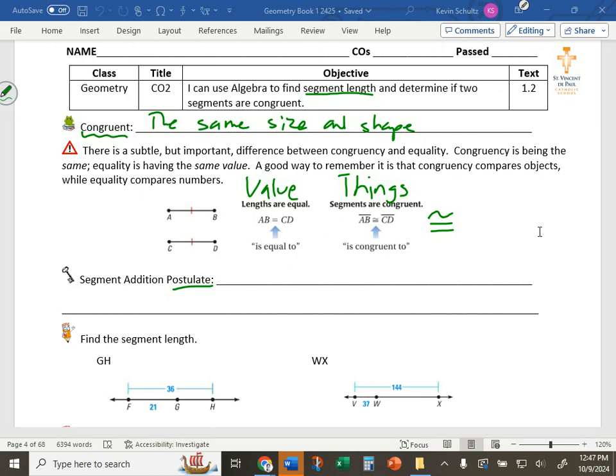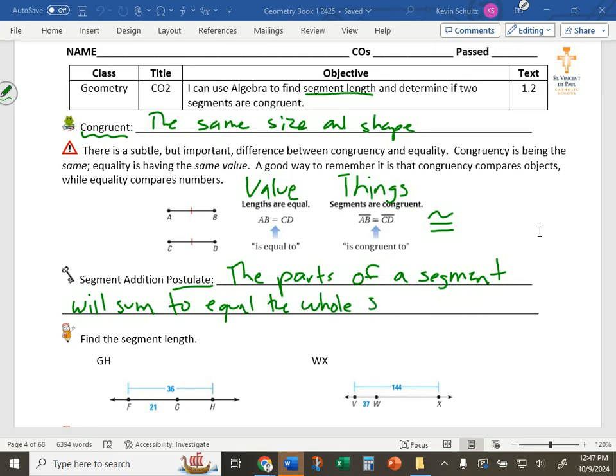And what the segment addition postulate says is the parts of a segment will sum to equal the whole segment. The parts of a segment will sum to equal the whole segment. Isn't that true for anything? We also have something called the angle addition postulate and the arc addition postulate. Yes, we have like a pizza addition postulate, all the parts of a pizza. Yes, we have that too.